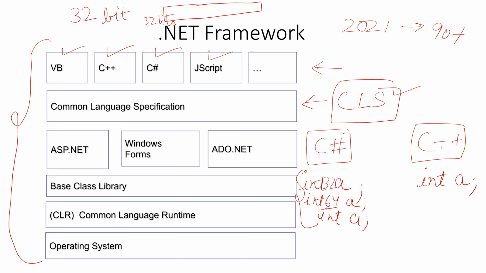Now what this CLS does is it defines the conversions of data types from one language to another language. For example, you are building a project in C Sharp and you have to use some code from another project P2, which was built using C++. So this CLS provides all the definitions of how to convert a data type from one language to another language.